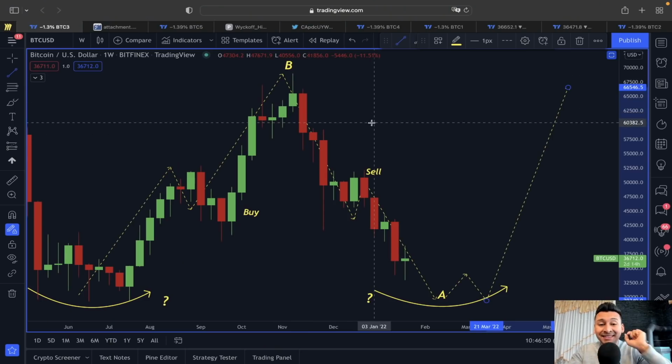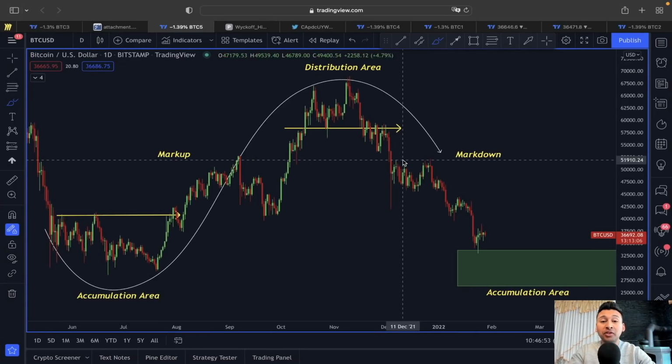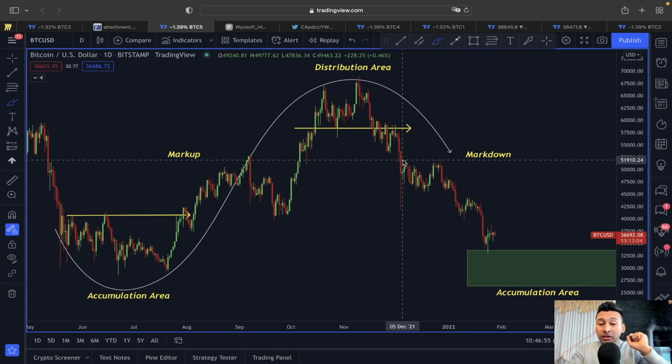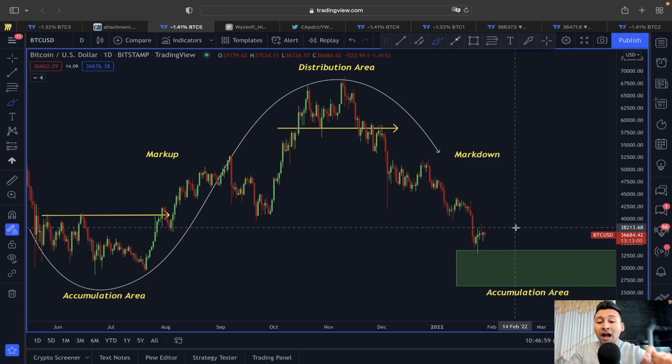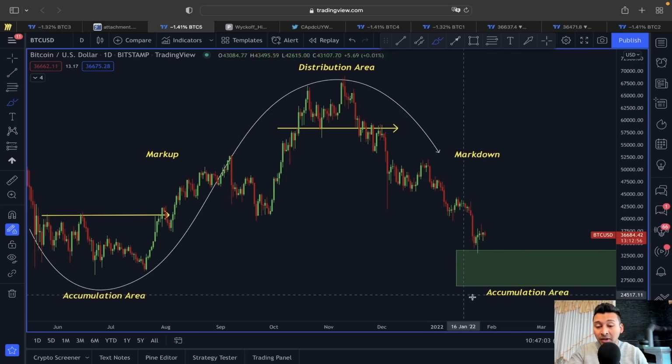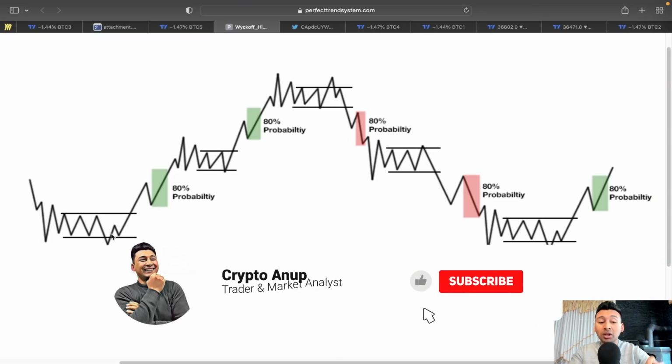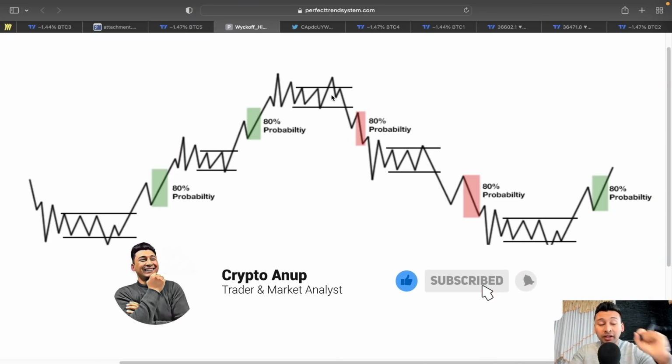for Bitcoin. And that is also a reason why I actually showed you this one example from Wyckoff's, where the market tends to be starting a new market phase only after forming this accumulation phase. So that's why we say this here is going to be our accumulation area, because according to this Wyckoff cycle, this is how market tends to work.